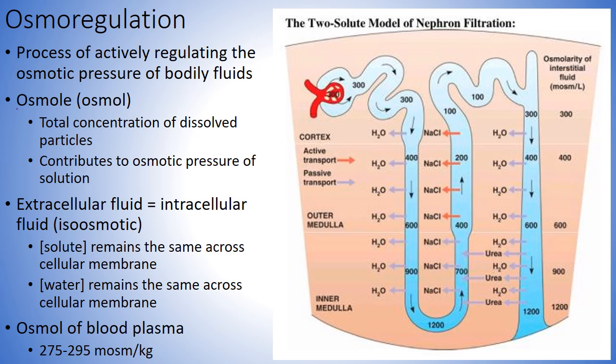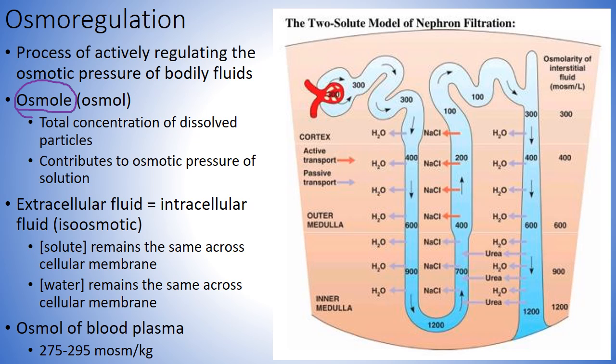And you might have heard this term before. It's called an osmole. An osmole is just the total concentration of dissolved particles in solution, and the solution we're talking about here is blood. Again, when you have a dissolved solution of particles, this will contribute to osmotic pressure. Osmotic pressure has an effect on our blood pressure.